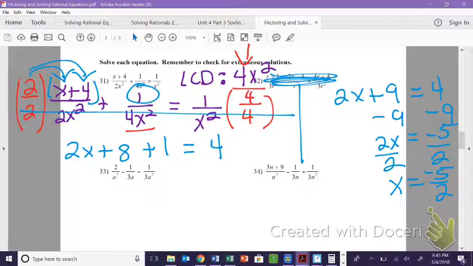Is this a solution? What would be my domain restriction for this original problem? Since it's simply x squared, x can never equal 0. So this right here is in fact a solution.